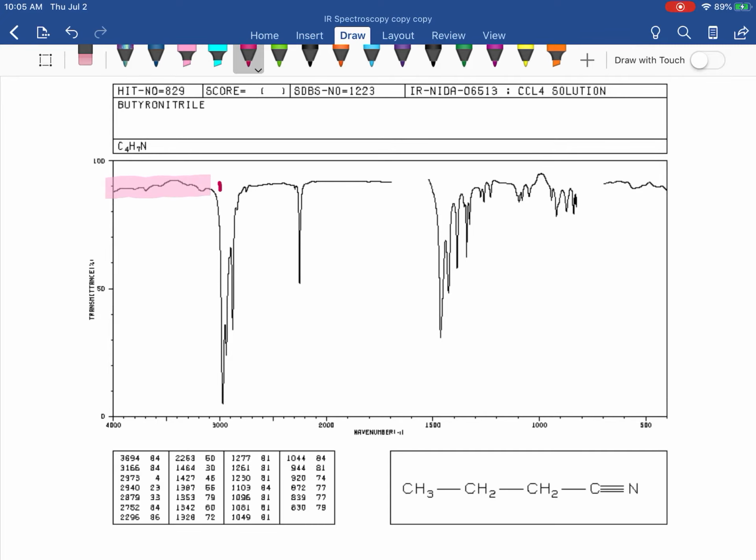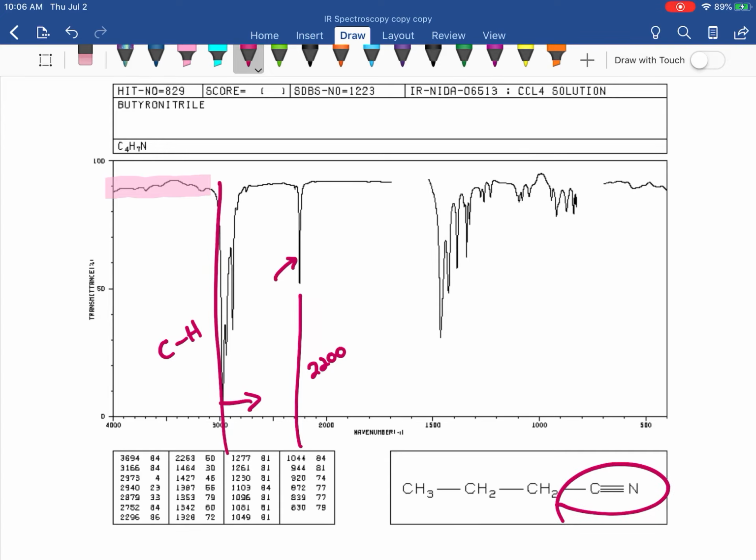Okay, so let's take a look at this one. Okay, well, first of all, there's nothing in here. Let's check our CH range. We are on this side, so that's single bonds to CH. Oh, now this one's new, huh? This one is in that 2000 range. It's about 2200. That is our triple bond.